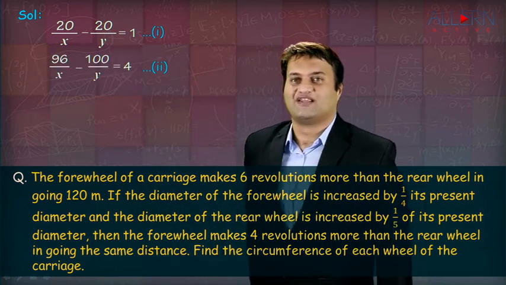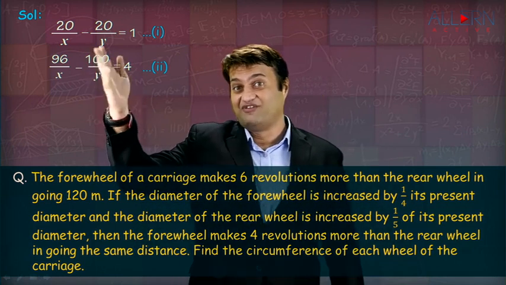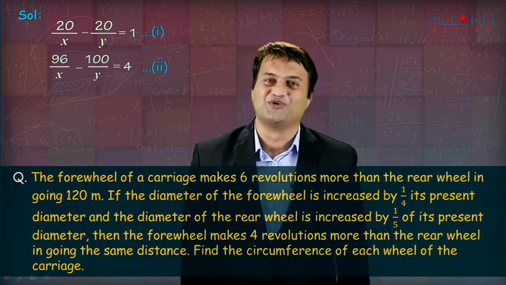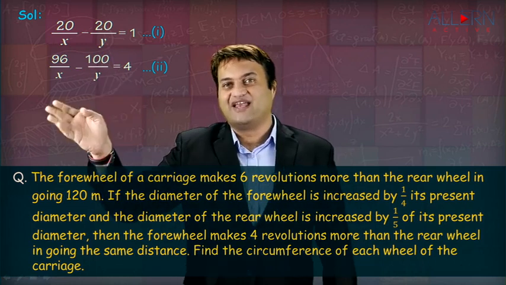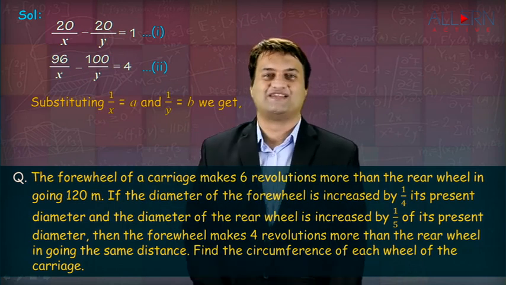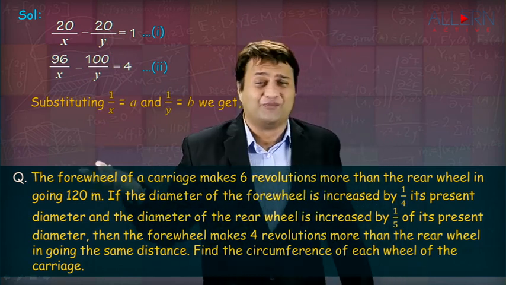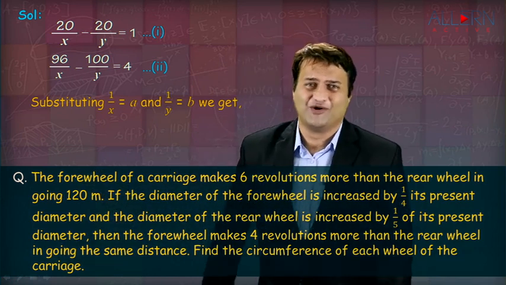The 2 equations are there in front of you. Now let us solve it. To solve such an equation, there are variables in the denominator, so we need to go for substitution. x in the denominator, y in the denominator. So substituting 1 upon x is equal to a and 1 upon y is equal to b. You can use m and n as well. The choice is absolutely yours.